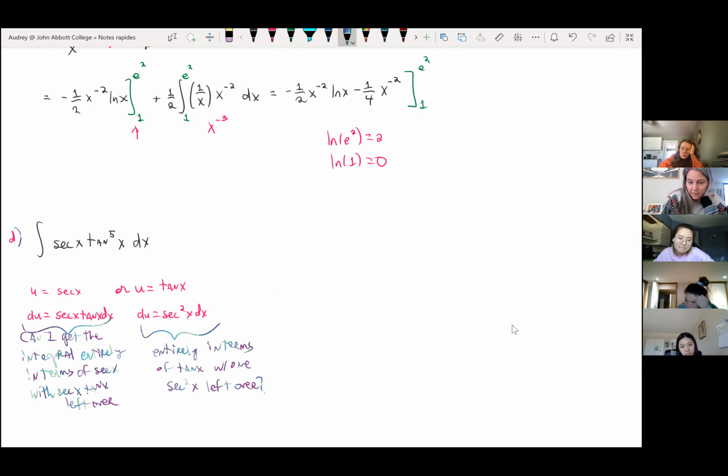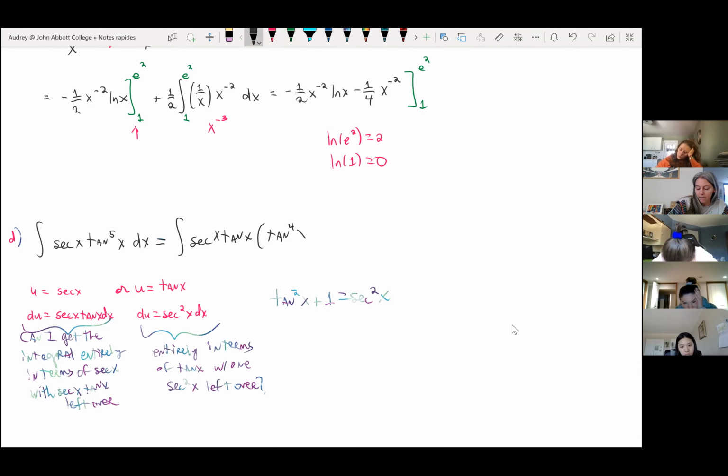And we remind ourselves that our Pythagorean identity is that tangent squared of x plus 1 is equal to secant squared. Which one of these is going to work? The first one's going to work because if I pull my secant x, tangent x off to the side, then I have 4 tangents left over. And if I have 4 tangents left over, can I use that identity to rewrite this entirely in terms of secant?